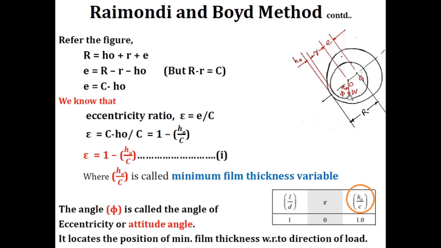Here, if you can see in the figure, this load W, which is acting in the downward direction, makes an angle with respect to the line of action, and that is called phi. Phi is called the attitude angle, or it is also called the angle of eccentricity. So what is the role of this angle? This angle locates the position of the film thickness with respect to the direction of the load.